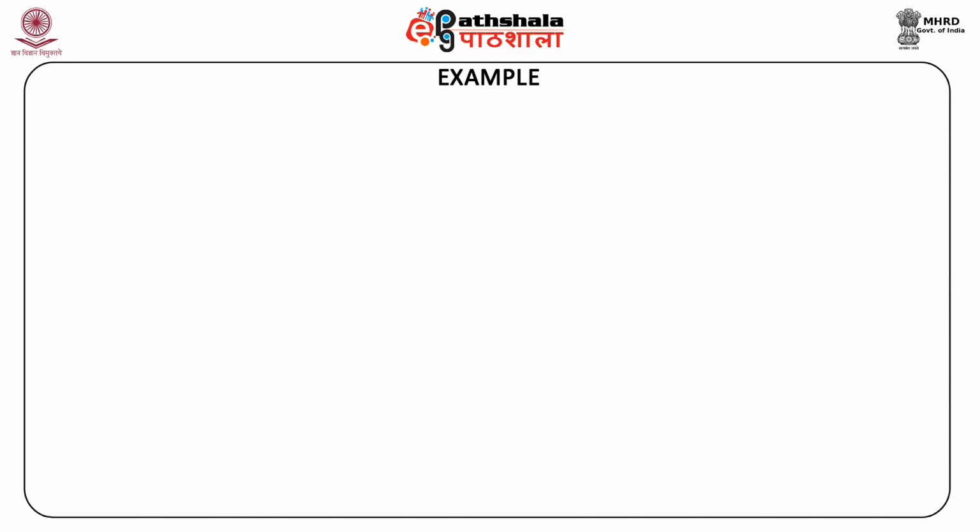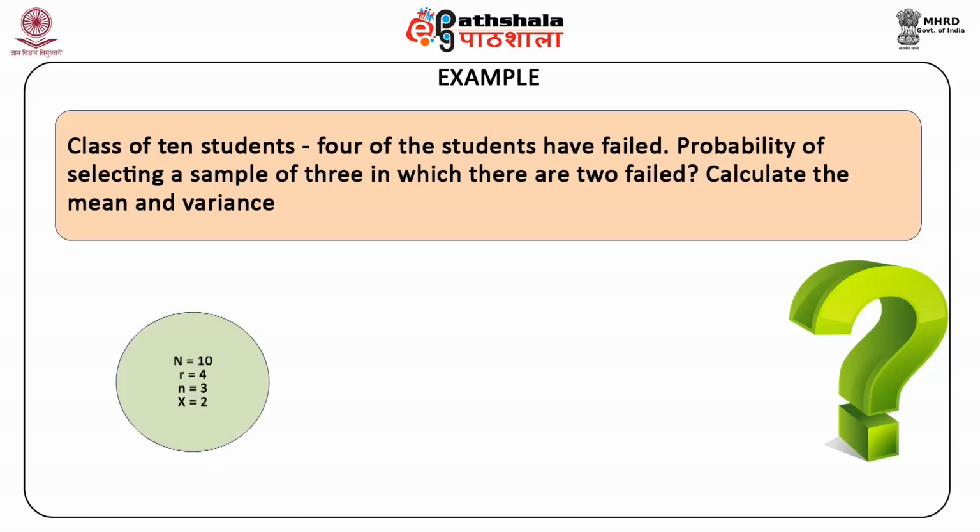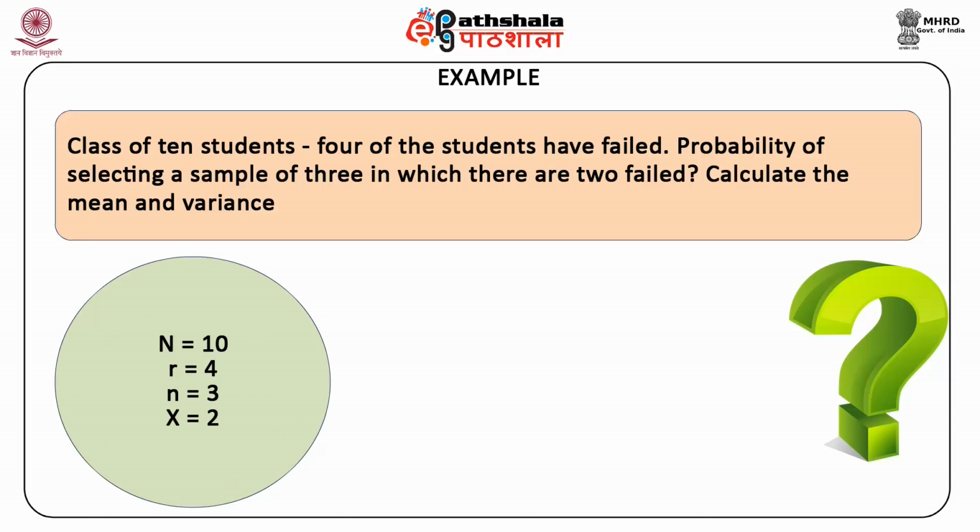Let us understand it with the help of an example. In a class of 10 students, 4 of the students have failed. What is the probability of selecting a sample of 3 in which there are 2 failed? Also calculate the mean and variance. Given capital N is equal to 10, R is equal to 4, small n is equal to 3, x is equal to 2. We can solve it by applying 6.7.